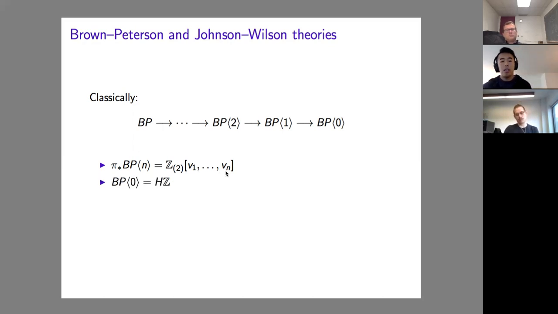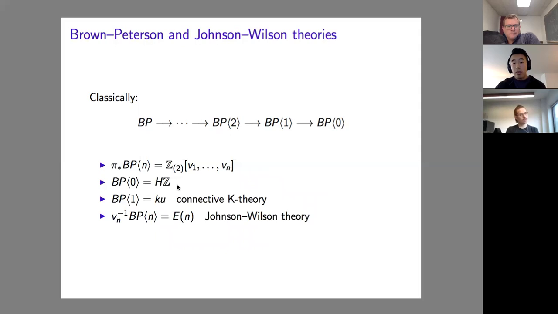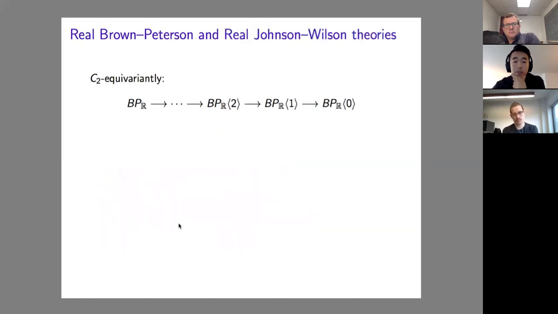So BP⟨0⟩, at the very bottom of this tower, is HZ, the Eilenberg-MacLane spectrum. BP⟨1⟩ is connective K theory, little ku. And what you can do is take this BP⟨n⟩, take this v_n, and invert it. After inverting v_n, this gives you a theory called E(n), which is the Johnson-Wilson theory. Okay, so this is what happens classically. Associated to BP, you have a tower, and you can create cohomology theories from it.